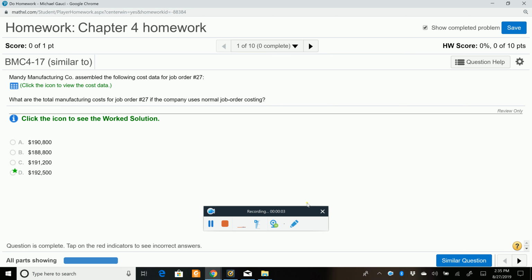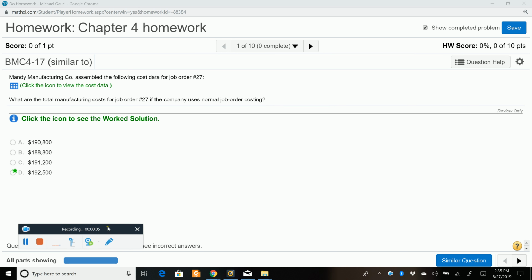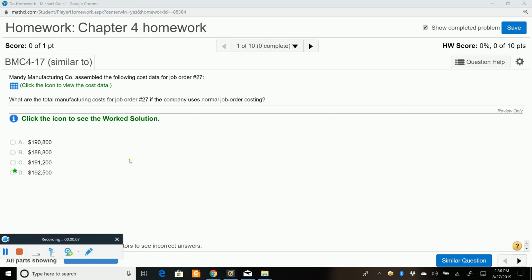Hello everyone. In this particular recording, we're going to go through some of the homework in Chapter 4. And remember, Chapter 4 is all about job costing. With job costing, this is when we apply costs or assign costs to the manufacturing process where each item that we are making is unique. It's not a batch of items that are exactly the same. In that accounting, we use what's called process costing, which we will study in the next chapter.